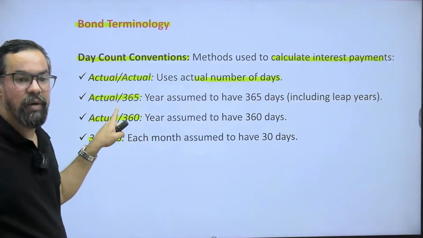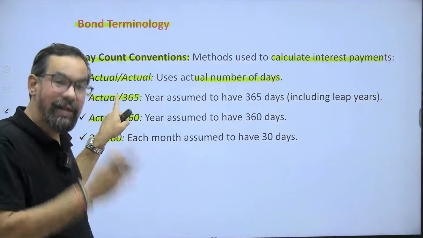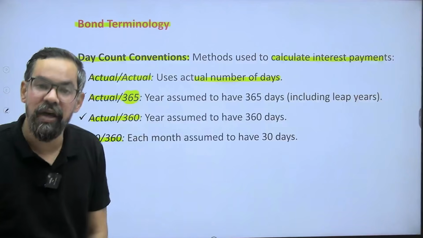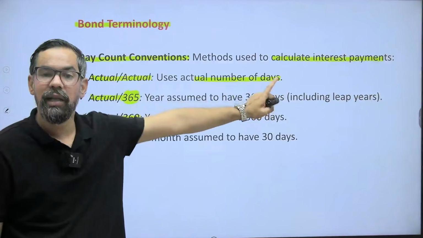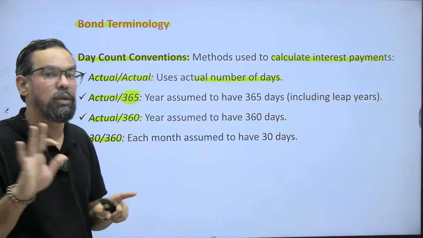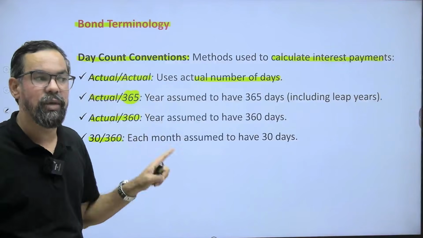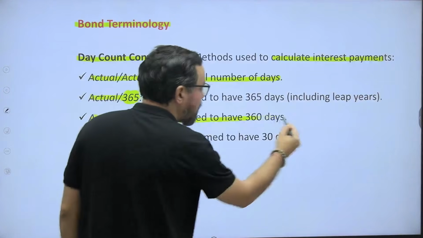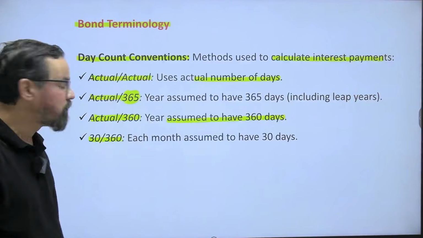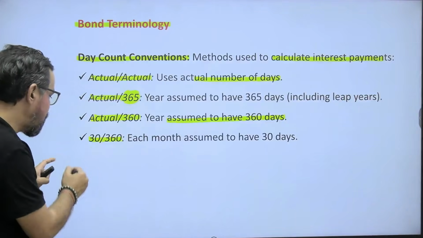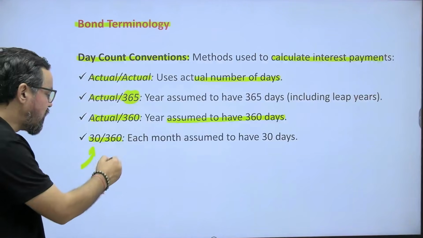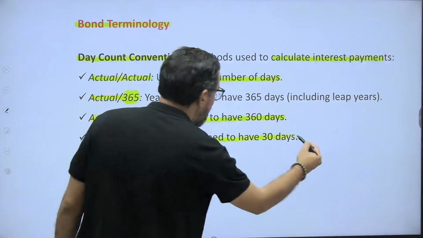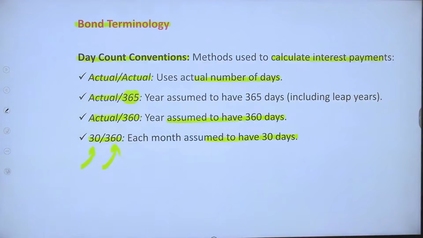Actual/365 means actually how many days you have held that particular bond, and we assume there are 365 days in a year, even including the leap year. In a leap year, if we have 366 days, we will not consider that one. We will assume that there are 365 days in the year itself. Actual/360 assumes there are 360 days in a year. And in 30/360, each month we will consider 30 days and in a year we will consider 360 days. So each month is assumed to have 30 days. If you hold for 30 days, the interest will be calculated accordingly.